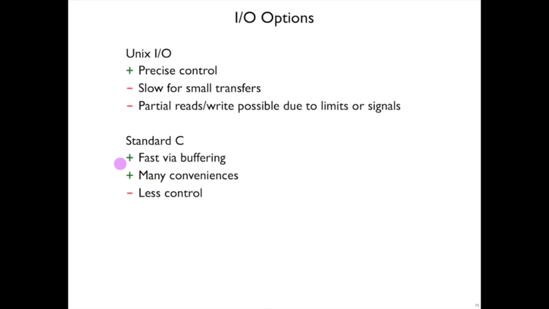The standard C library generally provides better performance by using buffers in an appropriate and usually default way. It also provides many convenience functions like printf that we used before. There's fprintf, where you give it the file pointer that you want to write to. Printf is just the same as fprintf using standard out. On the other hand, you get a little less control because it is standard and not all OSs provide the same capabilities, so not everything is necessarily visible through the standard C library.